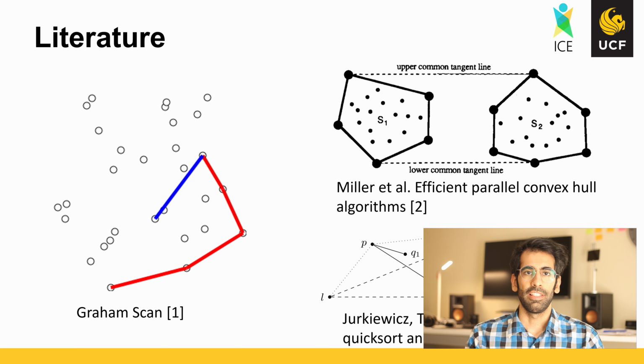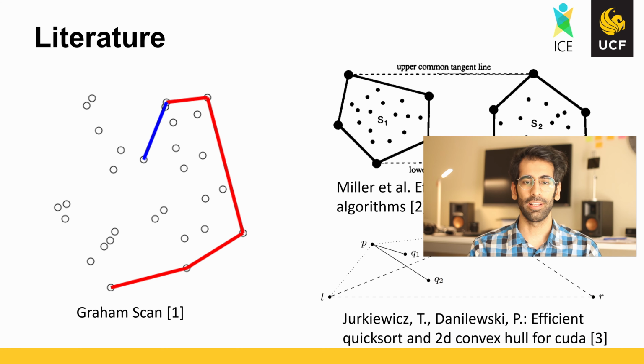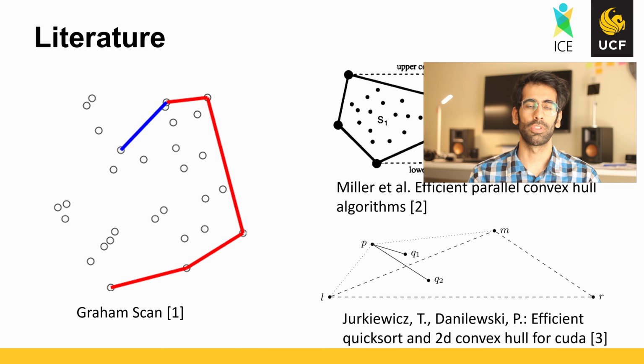Miller et al. in 1988 proposed an approach which works with n CPUs for n number of points. But because the number of CPUs was pretty high, the approach didn't get too much attention. Yurkiewicz et al. created an algorithm which works on CUDA to solve the problem by pruning a lot of points that are not a part of the convex hull.